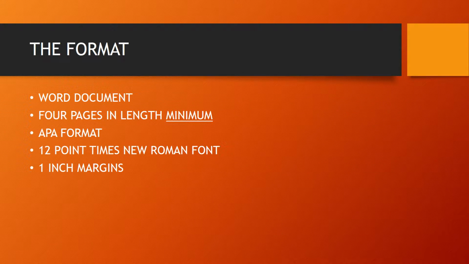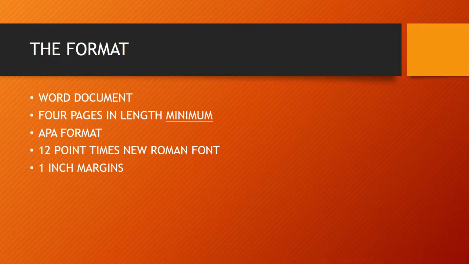So the first thing that I want to address is the format of the paper. Your final project should be a Word document and it should be about 4 pages in length. And that's really a minimum requirement. Many of the topics that we cover in this course are so in-depth that you generally have enough resources to go beyond that 4 page minimum.